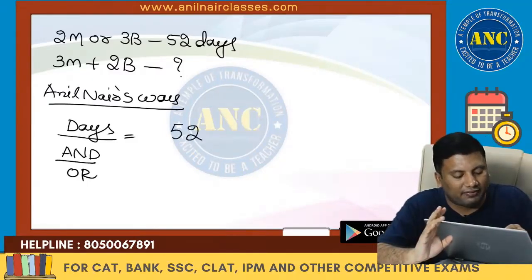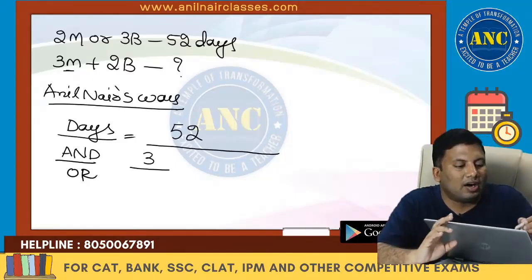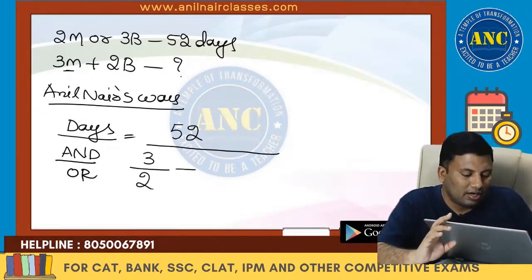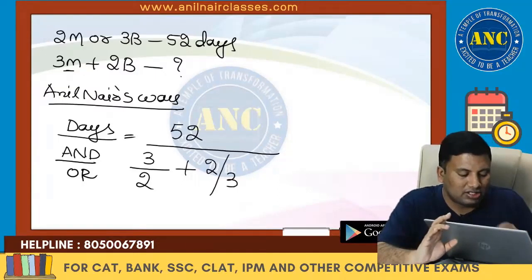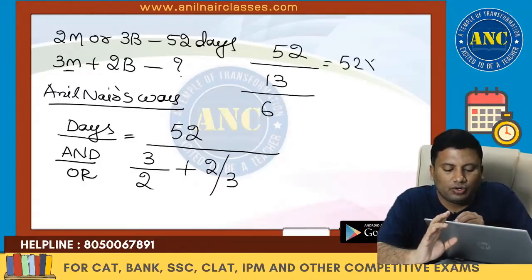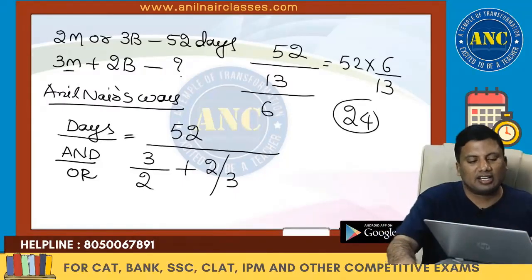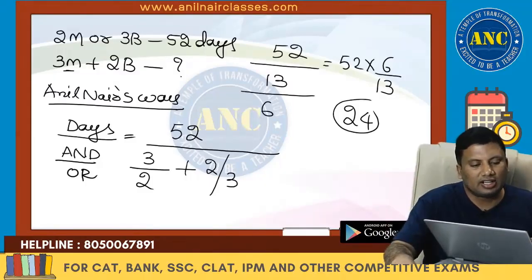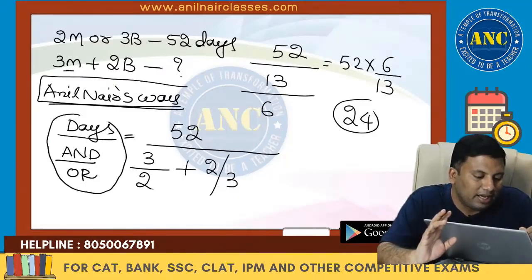Days is nothing but 52. And by R. Who is the first person? Men. And is plus. What is the coefficient? 3. In R, what is the coefficient of men? 2. Go to the next person, coefficient of boys 2. Coefficient of boys in R is 3. This is nothing but 52 divided by 6. 3 3s are 9. So it is 52 into 6 by 13, which is nothing but 24. We got the same answer in method 2. Answer is nothing but 24. Anil Nair's way: direct answer is days divided by and by R.